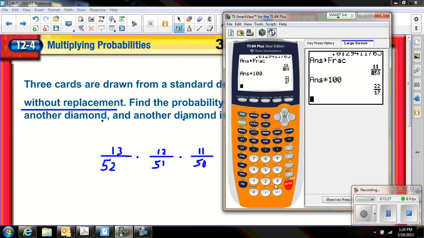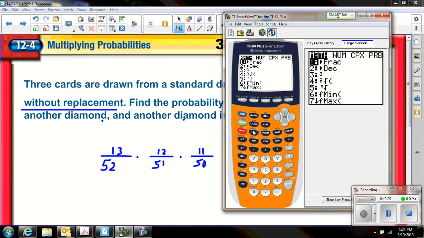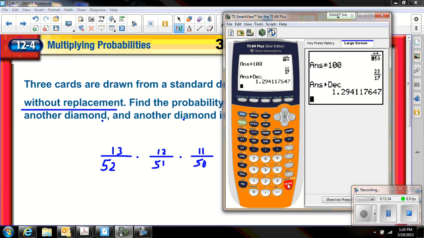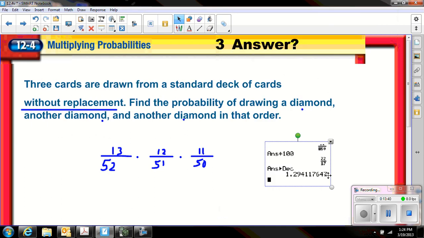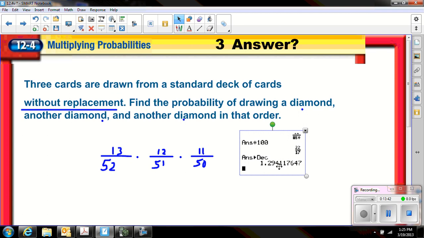And as a decimal, there we go, 1.29. So the probability of drawing 3 diamonds in a row, and this goes for any suit by the way, you'd see this to be exactly the same, was 11 out of 850, or 1.29%.